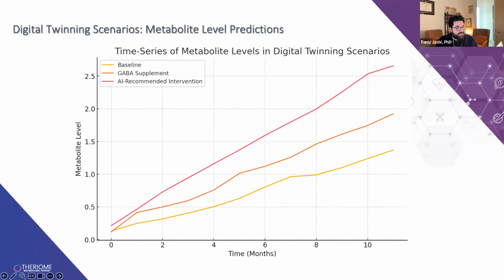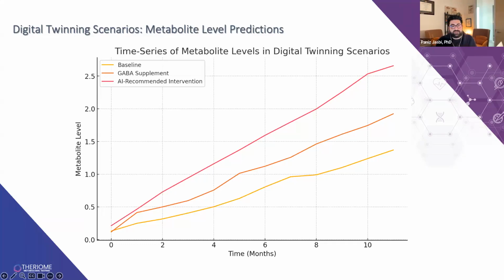This is at months 2, 4, 6, 8, and 10 for all three individuals. And what we are seeing is that, again, the yellow line took no supplementation for GABA. So the line represents the natural progression of metabolite levels over time without any intervention. In the case of this discussion, this can serve as our control. So it shows how levels would change in the absence of any intervention.